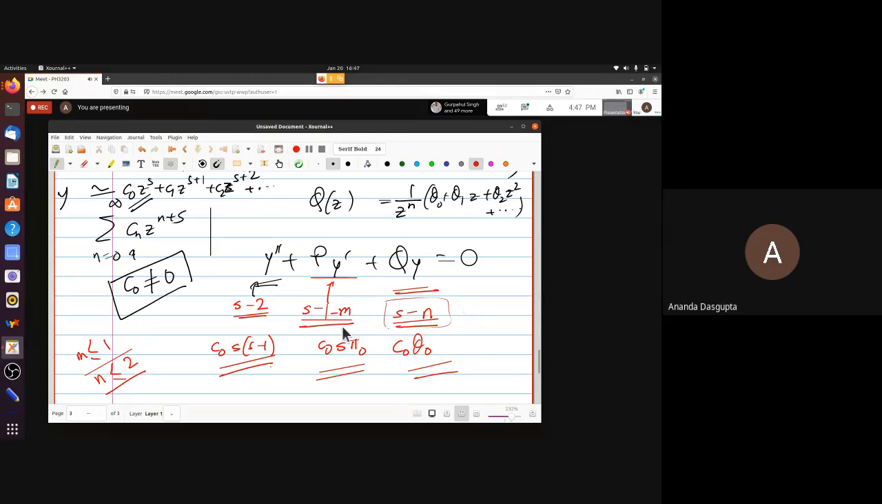That is, if say m is 1, then the indicial equation will be this plus this equals 0. If m is 1 and n is 2, then it will be this plus this equals 0. But if m is more than 1 or n is more than 2, then the indicial equation will not come from this term at all. It will come from either this one or this one, depending on which one is larger or more negative, or rather which one is smaller. That's more important.